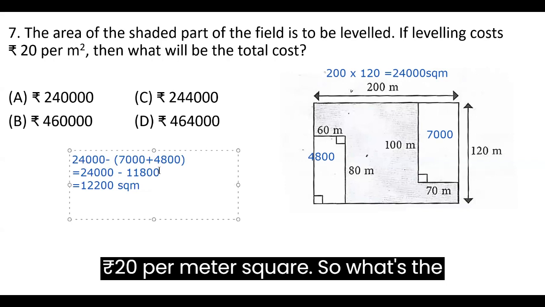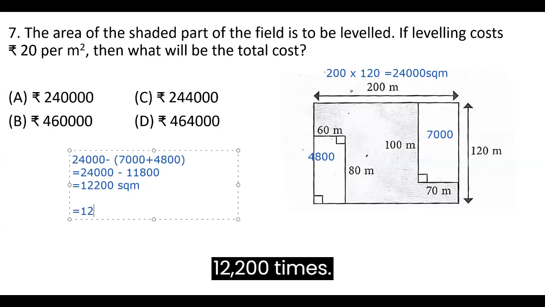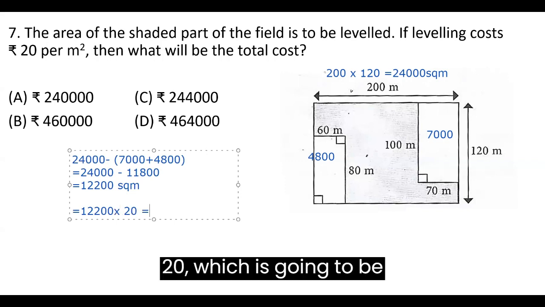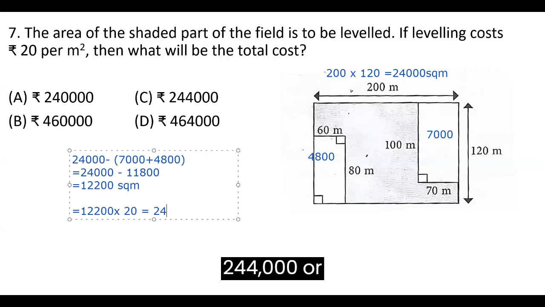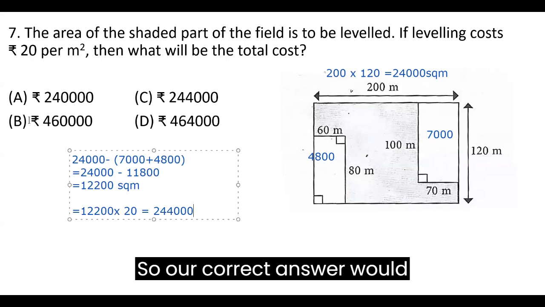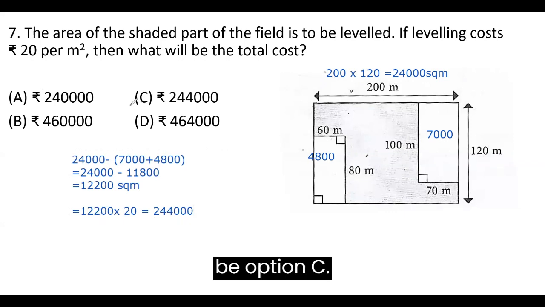So we now have the area. Now the cost is 20 rupees per meter square. So what's the final answer? That's going to be 12,200 times 20, which is going to be 244,000 or 2,44,000 rupees. So our correct answer would be option C.